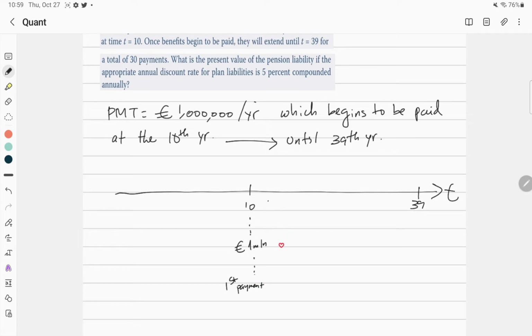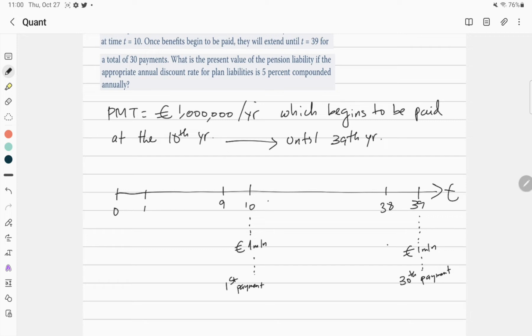And this is the first payment. And at the 11th year, there will be another 1 million payment, and that will be the second payment. At the 12th year, there will be another 1 million payment, and that will be the third payment, until the 39th year, and this will be the 30th payment, right? And then here, the 38th year, there will be another 1 million payment, and that will be the 29th payment, and so on. So we have the 9th year here, and then let's just do 0, 1. We can't write all the numbers here, so let's just do this.